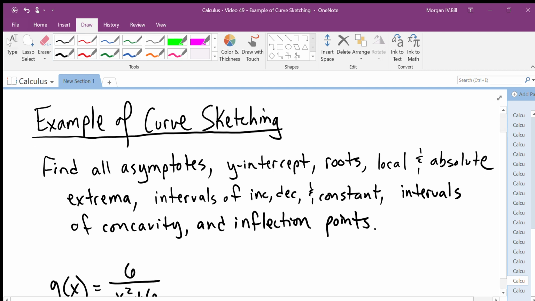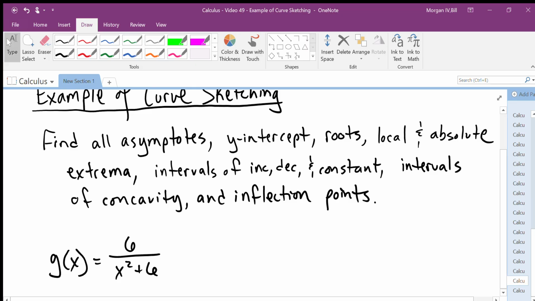Okay, our function we're using this time is g of x is equal to 6 over x squared plus 6. Let's start with the y-intercept. Again, the y-intercept happens when x is 0. So when x is 0, we plug that in, we get 6 over 0 plus 6, so 6 over 6 gives us 1. We get a y-intercept of (0, 1).